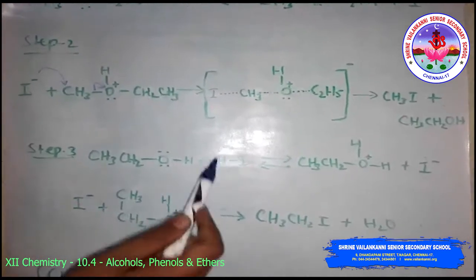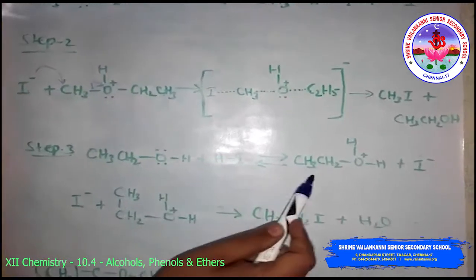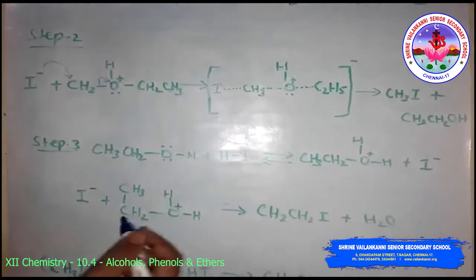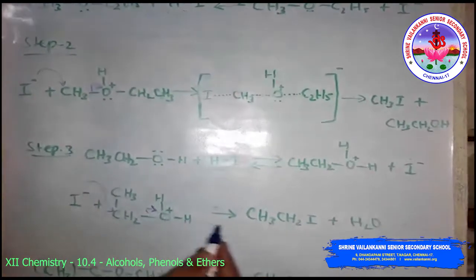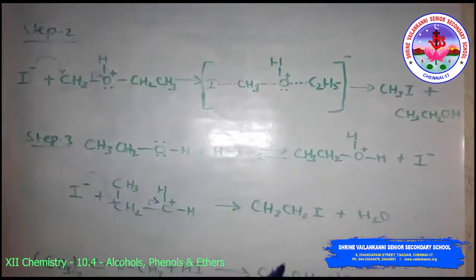Look at this step 3: ethanol reacts with excess hydrogen iodide to form the protonated alcohol. This protonated alcohol is again stabilized. So the I minus attacks like this, then this is stabilized. So you get alkyl iodide, that is ethyl iodide, and a water molecule.